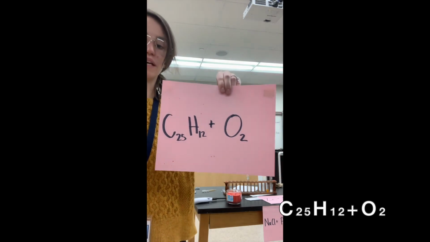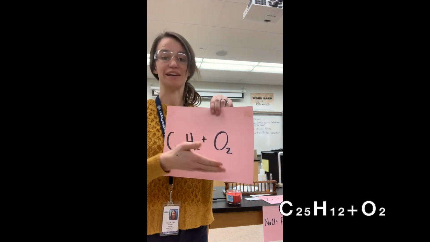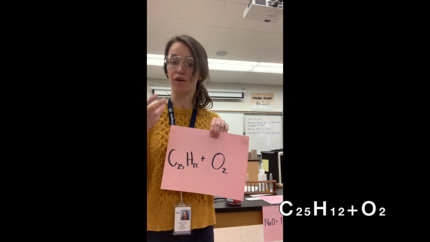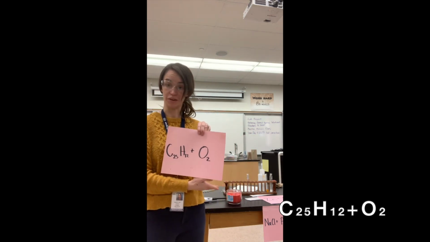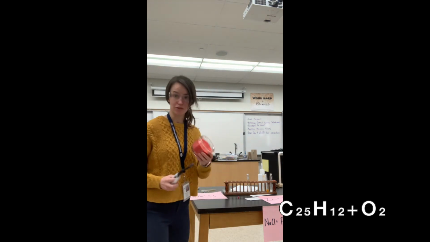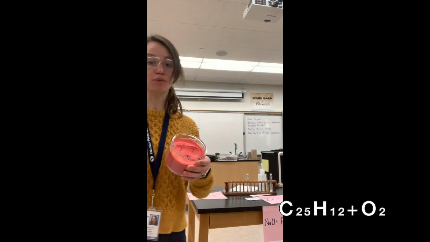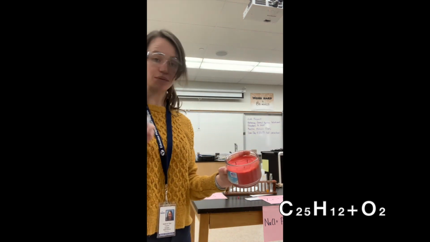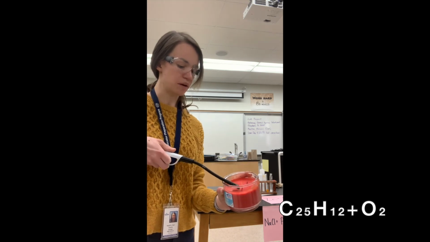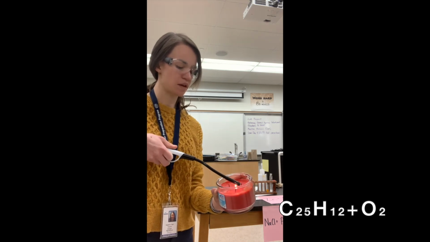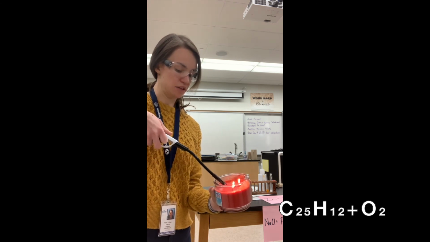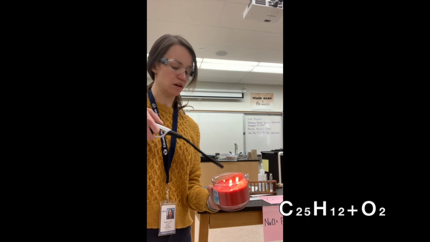All right, for this one we're taking C25H12 and reacting it with oxygen in the air. And so this is actually the chemical formula for the wax and the wick from your candle that you have. And so here's our candle that we're going to use for this experiment. So here's your C25H12, and we're going to be reacting with the oxygen in the air by lighting it up and helping it react with that oxygen faster. And this is actually going to be a combustion reaction, right? Because we're using the oxygen and it's producing CO2 and H2O.